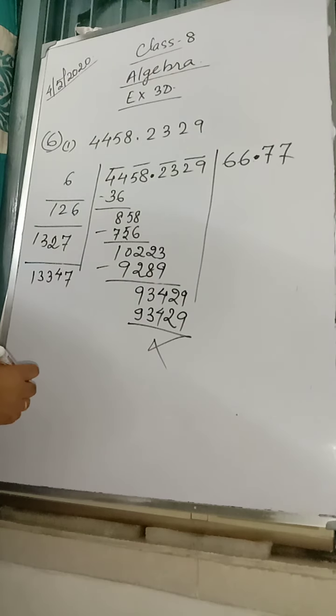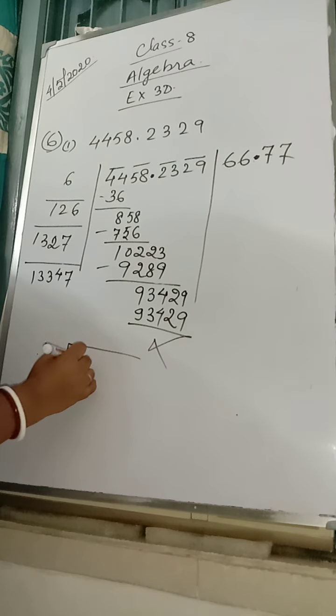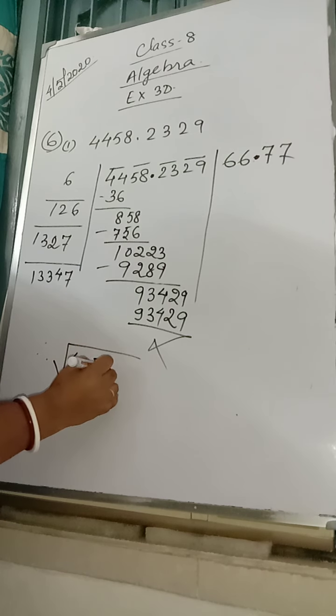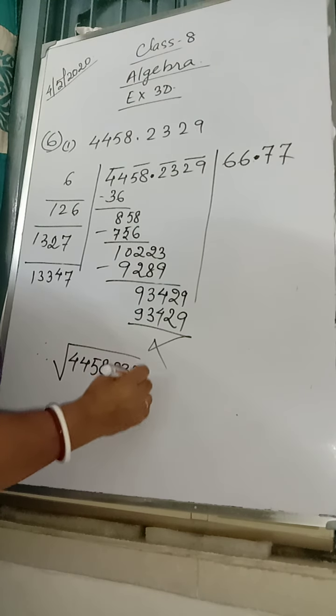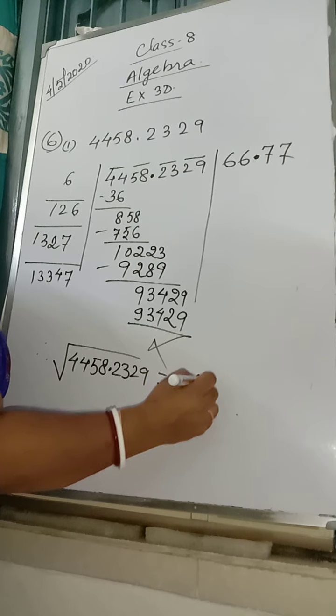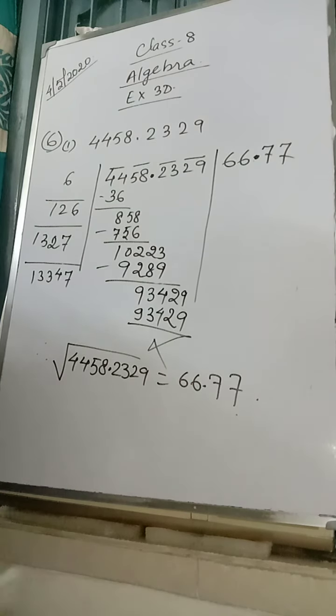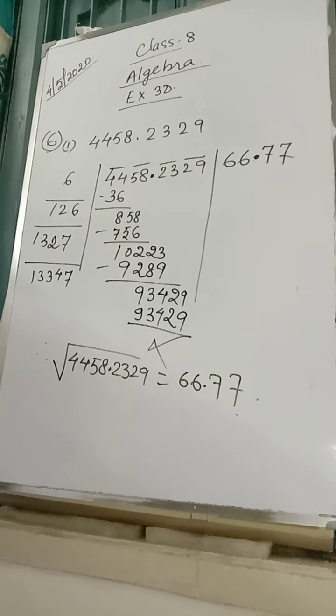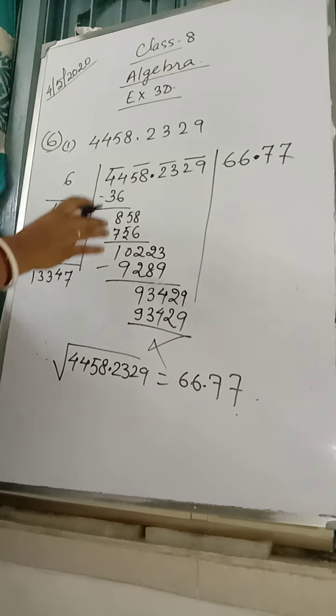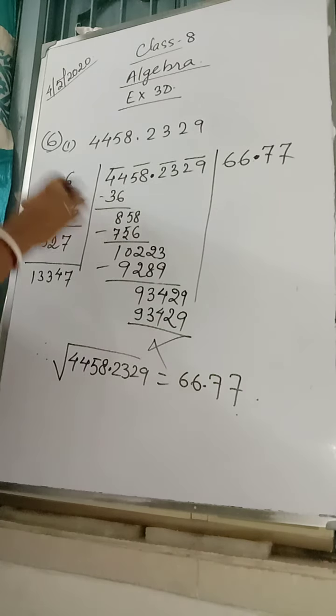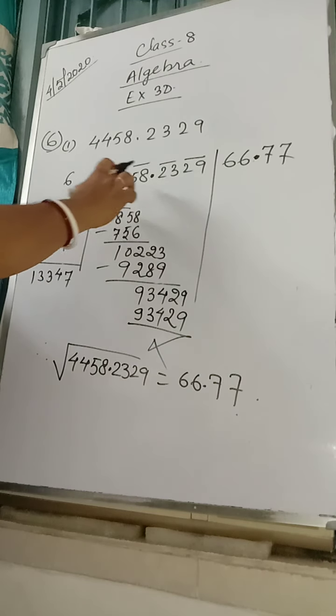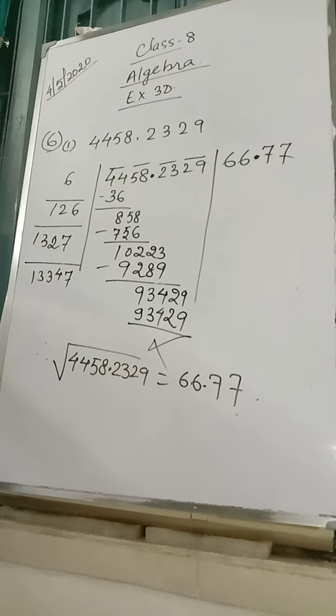We got the answer. Therefore, we'll write the square root of 4458.2329 is equal to 66.77. Okay, in this way we have to solve it. The decimal, you can see neither I have placed in the process nor on this side. That comes directly to the quotient place when we write the number which follows the decimal.